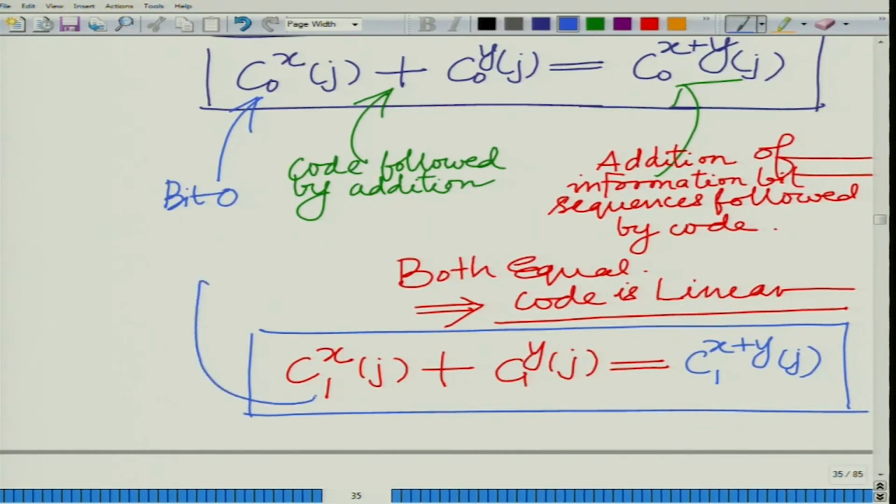Remember, there are two code bits. One is code bit 0 and the other is code bit 1. Okay, so that's what we have shown.